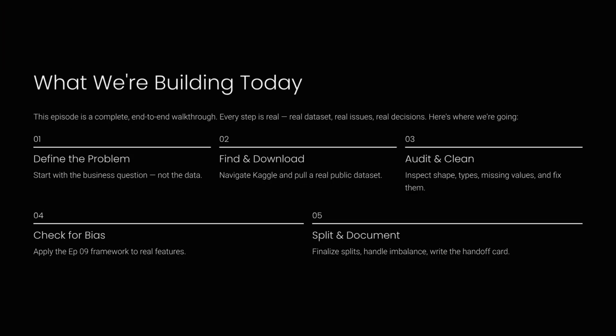AI/ML series. We have 5 steps today for this end-to-end walkthrough. We'll define the problem, find and download the data, audit and clean the data, check for bias, and finally, split and document the dataset for modeling.